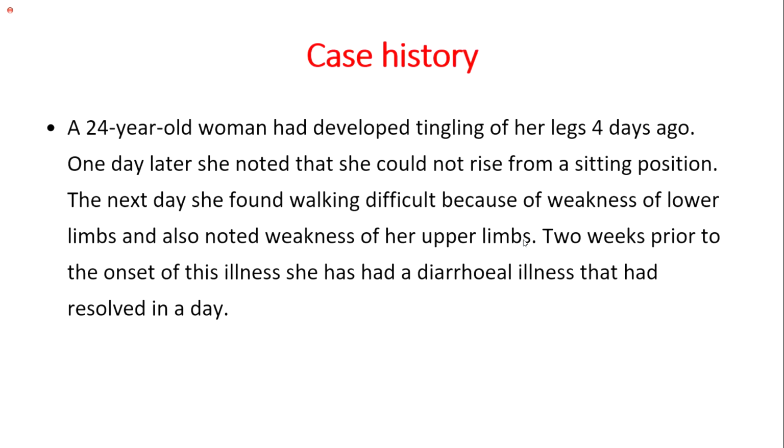A 24-year-old woman had developed tingling of her legs 4 days ago. One day later, she noted that she could not rise from a sitting position. The next day, she found walking difficult because of weakness of lower limbs and also noted weaknesses of her upper limbs. 2 weeks prior to the onset of this illness, she had a diarrheal illness that had resolved in a day.